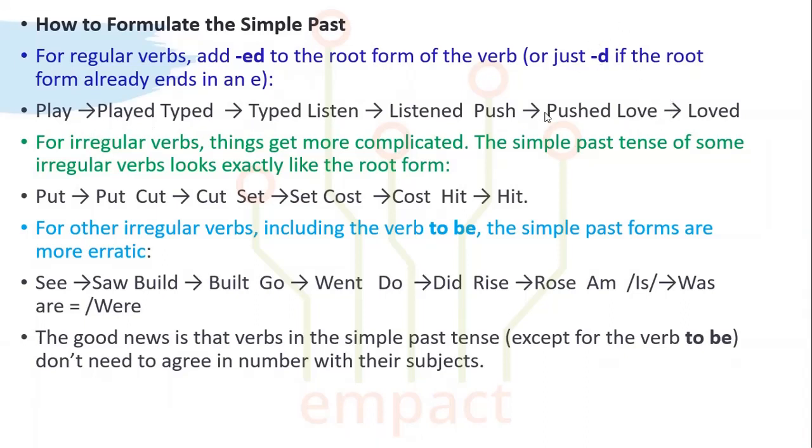Just like these examples: play, played; listen, listened; type, typed. So here I have type, right? And then I just add d for it because I don't need ed. It already has e. Also love, I have e, loved. That's it. This was about the regular verbs.